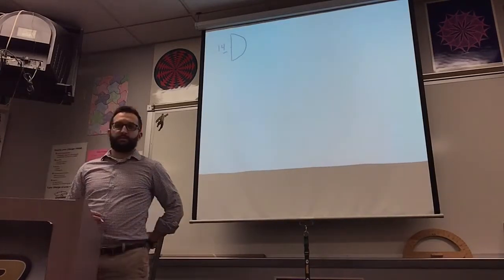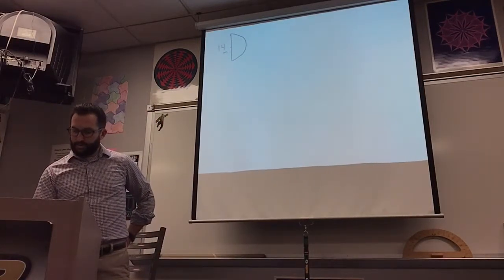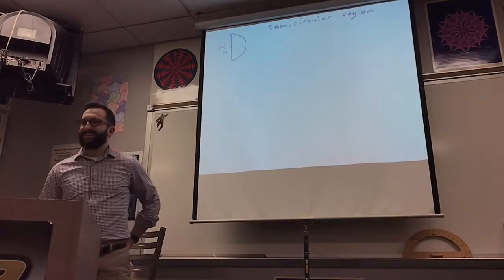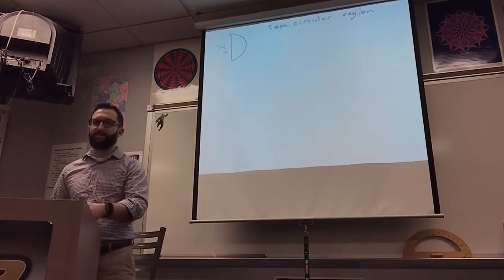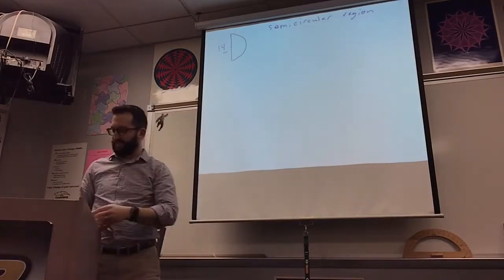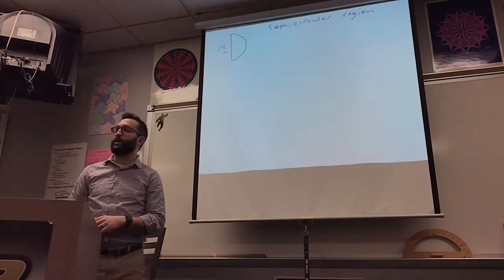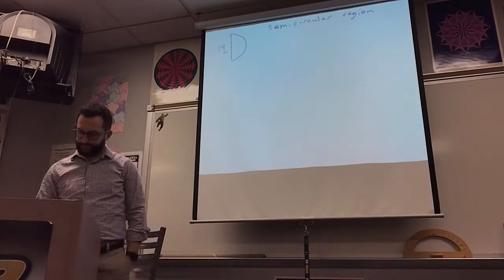All right. What is this thing? It's called a semicircle. Technically, it's called a semicircular region. That's way longer. Yeah, but it's a semicircular region because it's enclosed. All right, let's find its area. Area is.